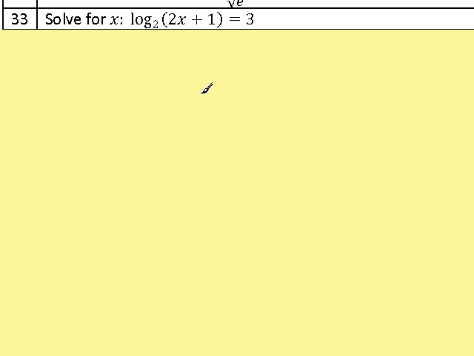In number 33, we solve for x by simply changing this to exponent form. Base to the exponent, that's 2 cubed equals 2x plus 1. So we get this simple equation, 8 is equal to 2x plus 1. Subtract 1, 2x equals 7, and divide by 2.